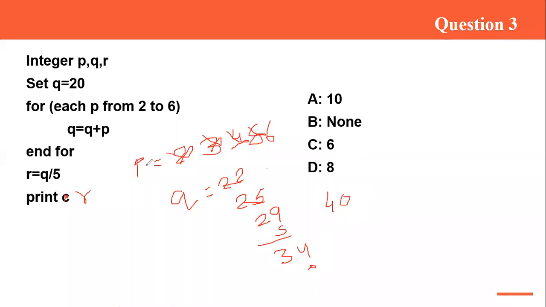40 is the Q value, last updated Q value. As it is up to 6 only, right? So we will terminate the loop. And then we are coming for R. R equals Q by 5. What is Q? 40. What is 40 by 5? 8. Right? Correct? Great.